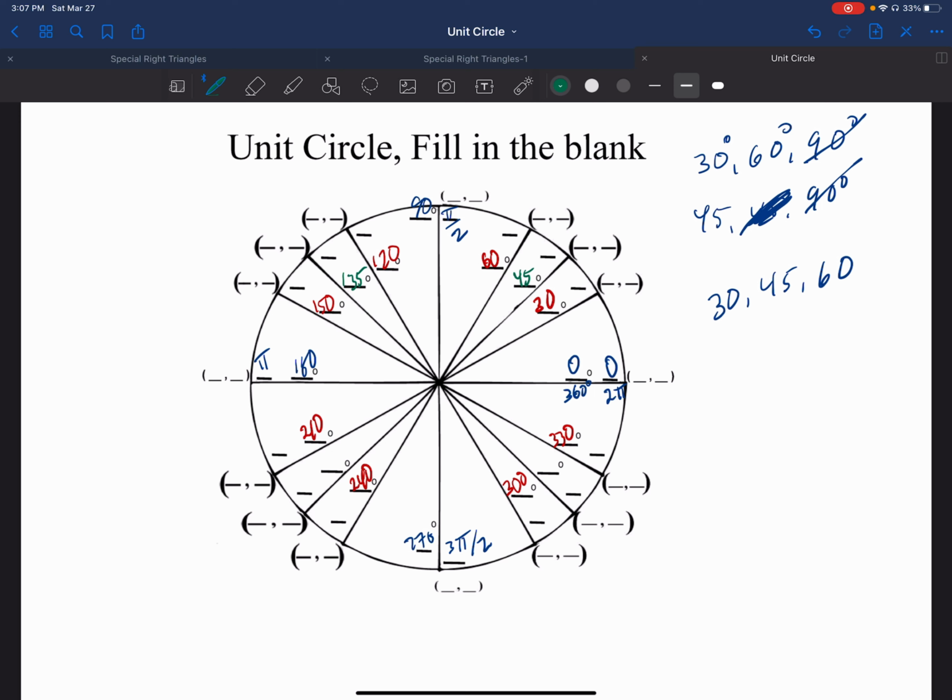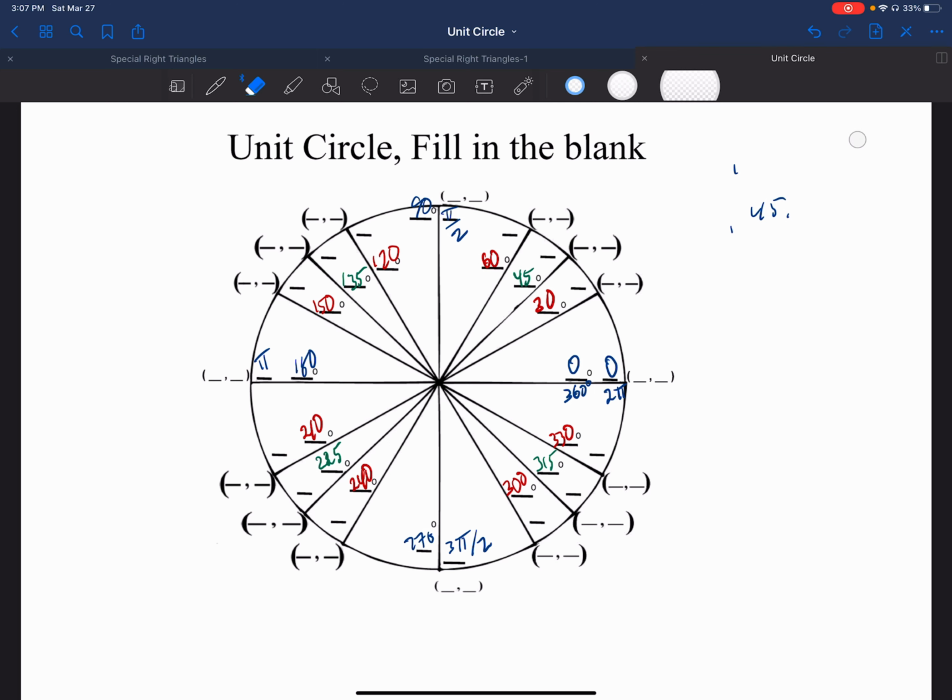Plus 45, which will give me 180. And then 180 plus 45, which will give me 225. Plus 45, which will give me 270. Plus 45, which will give me 315. So that's one way that you can get the angle measurements in degrees.